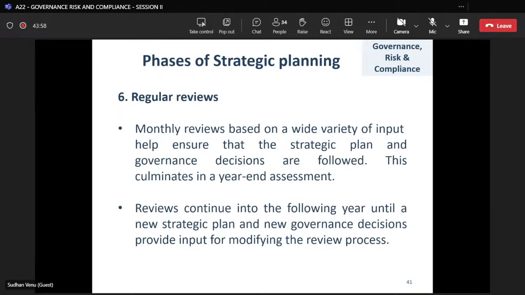And the regular reviews. Obviously, if you are making any process in terms of policy, principles, or procedures, you have to review it. Review is the main thing. If you are creating anything in the planning phase or the resulting phase, you have to review it. So monthly reviews, based on a wide variety of input, help ensure the strategic plan and the governance decisions are on track, culminating in a year-end assessment. It continues into the following year until a new strategic plan and new governance decision provide input for modifying the review process.